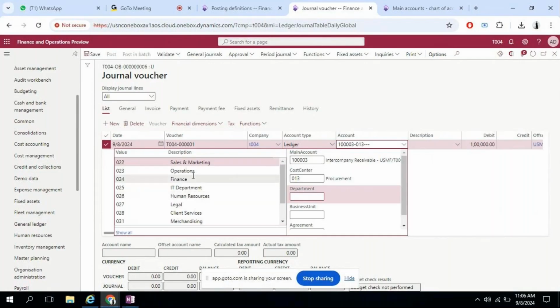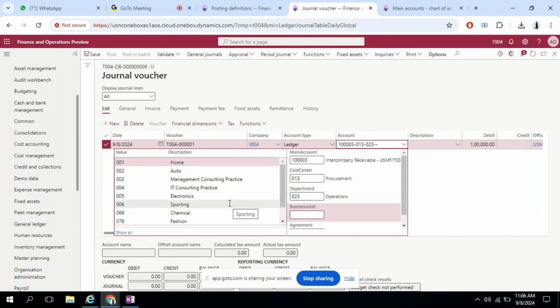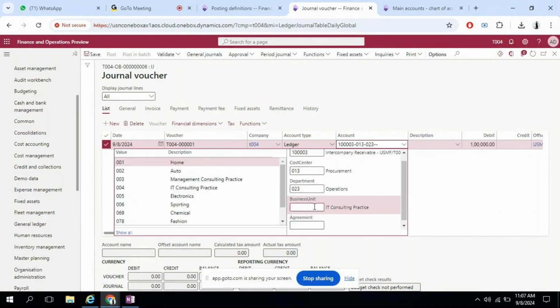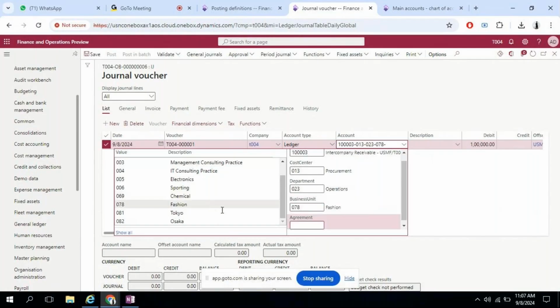Which department will be responsible for it? Let's say, for example, the operations department will be responsible for it. What is the business unit for which I am utilizing it? Let's say, for example, I am utilizing it for the IT consulting practice. Although Titan is not working in IT consulting right now, let's say, for example, Titan is working for the fashion industry only.